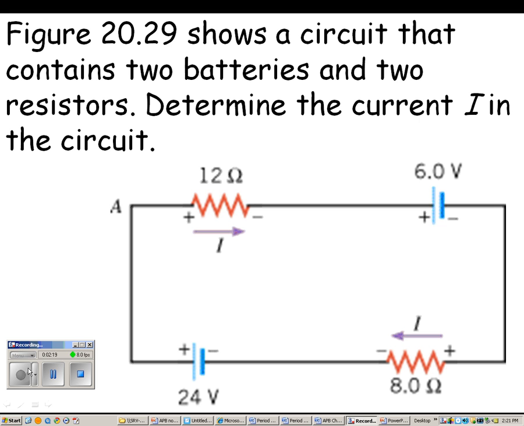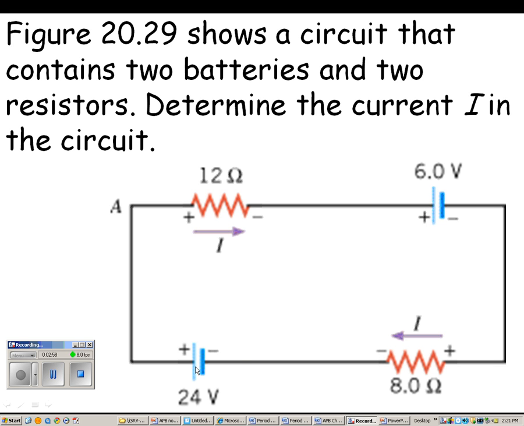figure 20.29 shows a circuit that contains 2 batteries and 2 resistors. Determine the current I in the circuit. So we want to know what this current is. Now, we'll go around and treat each of these resistors as if there's a voltage drop here. And what you do here is this 24-volt battery is the larger battery, and the 6-volt battery is the smaller battery, and they oppose each other. This 6-volt battery is trying to have current go to the left. This 24-volt battery is trying to have current go to the left, so they're going to actually oppose each other. So this is actually going to be a minus 6 volts right here.